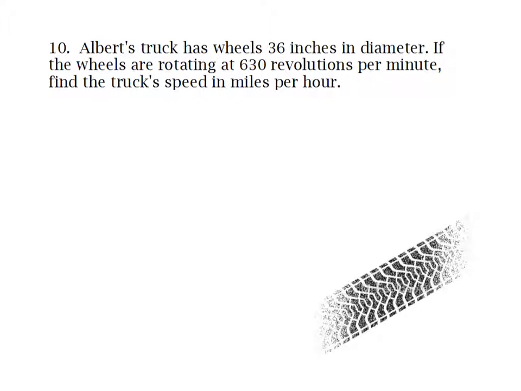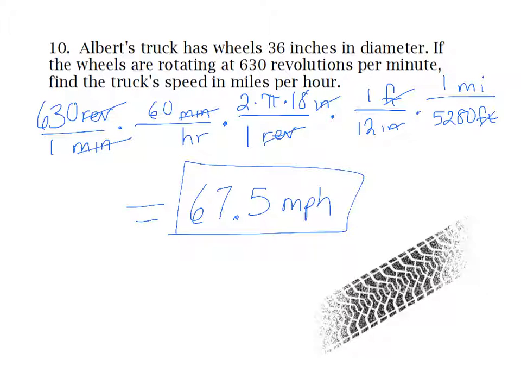What I'd like you to do is go ahead and pause the video and try this one on your own. And after you've tried it, then come back and you can check your answer. All right, this is what I have set up. Check your work. You maybe don't have all of those conversions in the same order. That doesn't matter at all, as long as you're getting everything to cancel and get yourself down to miles per hour.